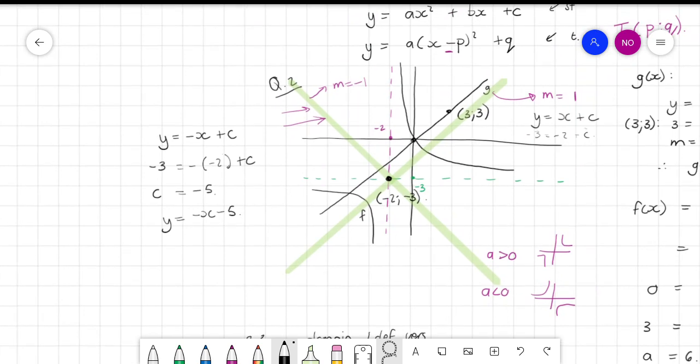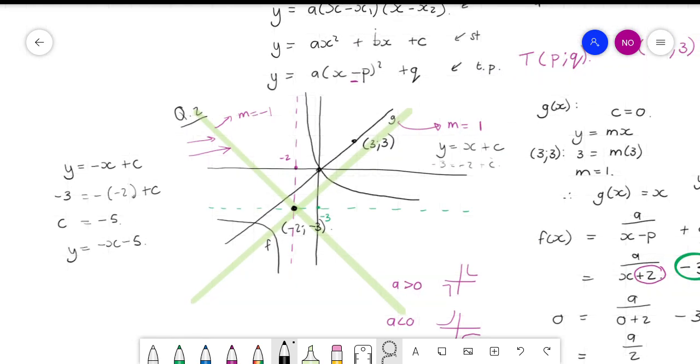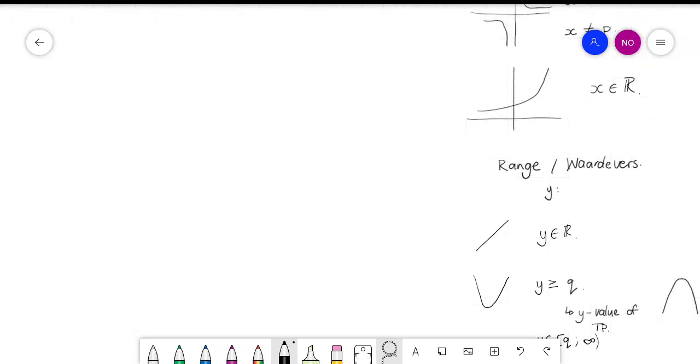Het ek hierdie grafiek gister geteken? Ja, okay. I'm going to redraw it quickly.